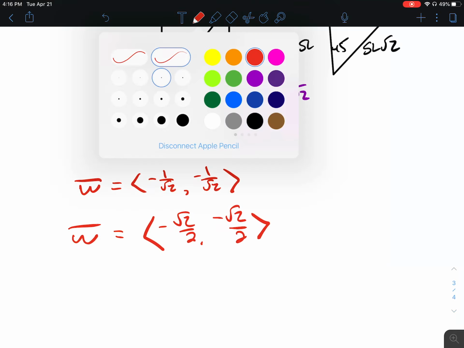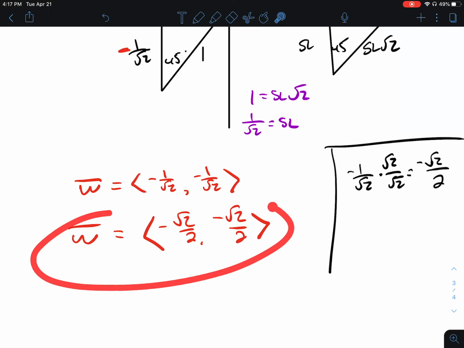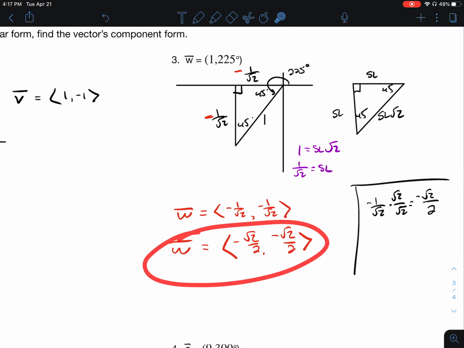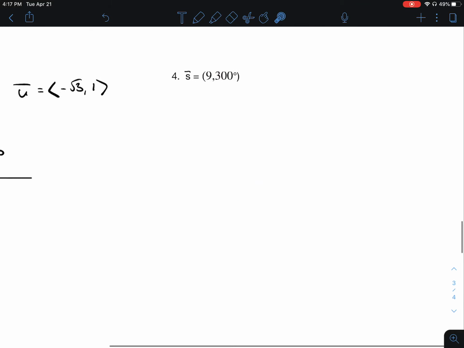And if you need an explanation for that, here's the explanation. We can multiply this by 1 in the form of square root of 2 over square root of 2. Top's going to be negative square root of 2. The bottom's going to be square root of 2 times square root of 2, which is 2. This is the component form of w, if the magnitude is 1 and the angle you're given is 225 degrees.